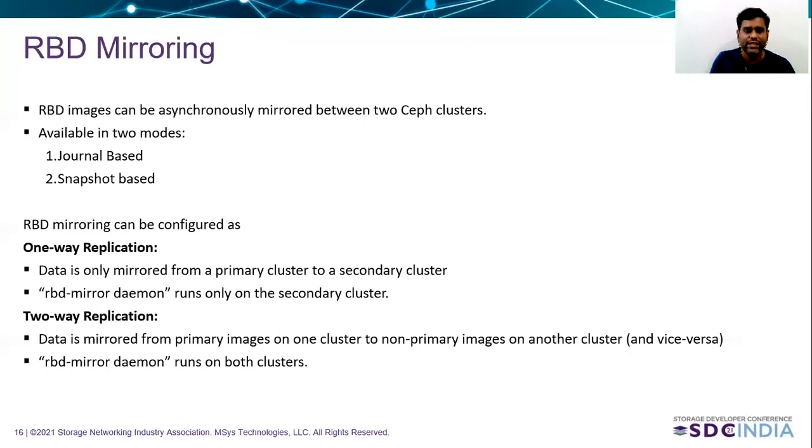In one-way replication, data is only mirrored from a primary to a secondary cluster, and the RBD mirror daemon runs only on the secondary cluster. But in the case of two-way replication, data is mirrored from primary images on one cluster to non-primary images on another cluster and vice versa. Here the RBD mirror daemon runs on both clusters.